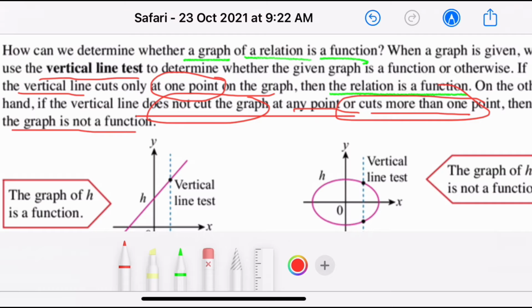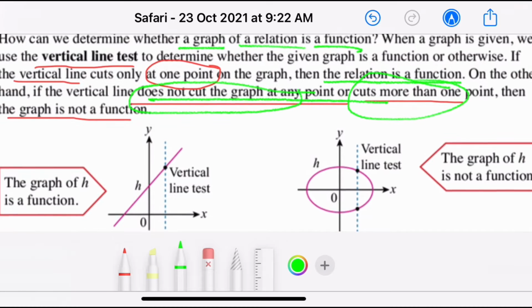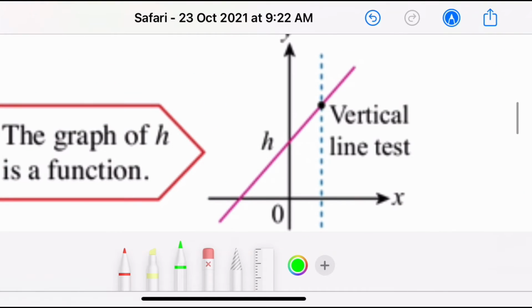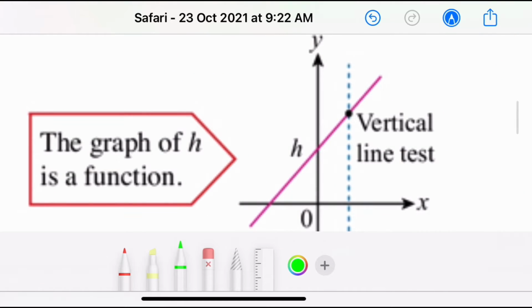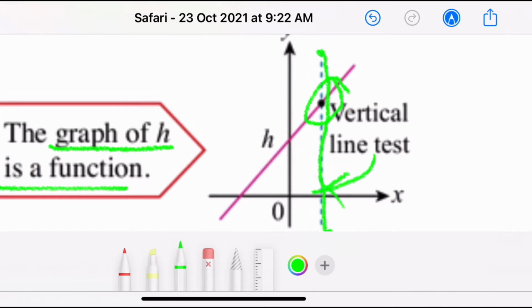Remember that if the graph does not cut any point or cuts more than one point, that one is not a function. So let's see this one. We draw the vertical line test. This is a vertical line test. The blue one is a vertical line test. The graph of H is a function because there is one intersection point. This is vertical line test.